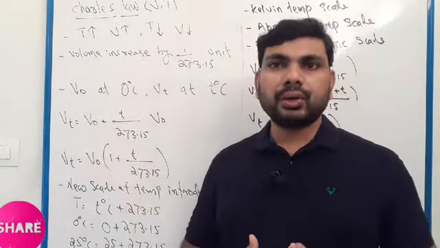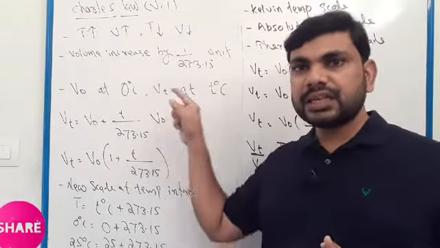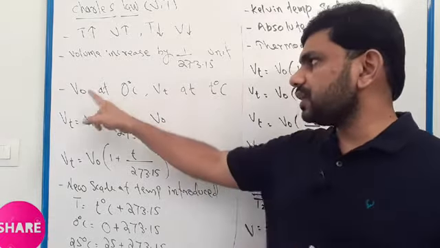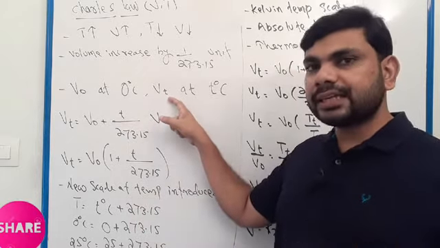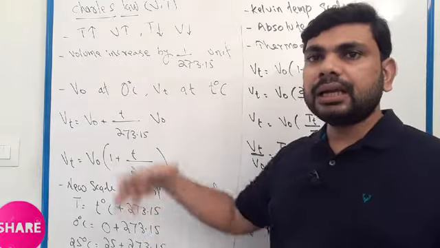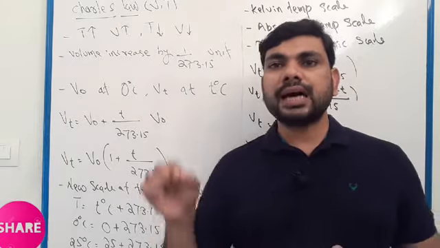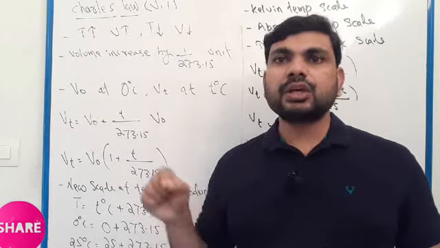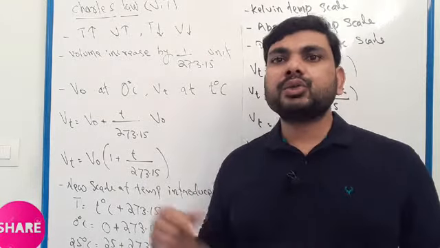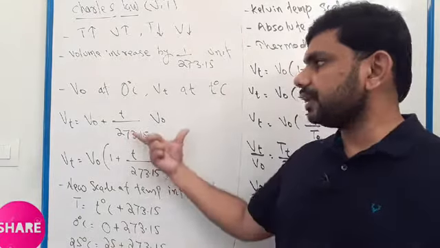Imagine the volume of a fixed amount of gas V0 at 0 degrees Celsius, and the volume of that gas Vt at temperature T. And he derived one equation: Vt, the volume of gas at temperature T, is equal to V0 plus T divided by 273.15 into V0.